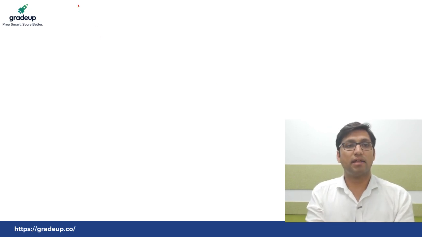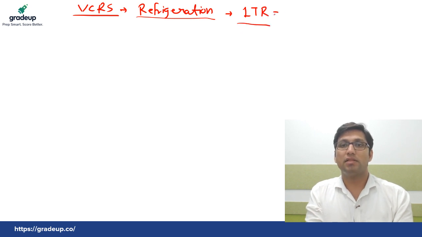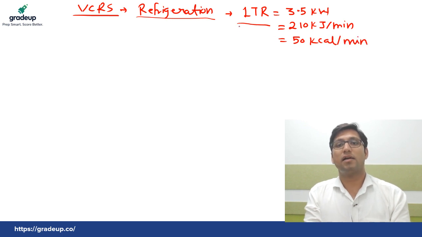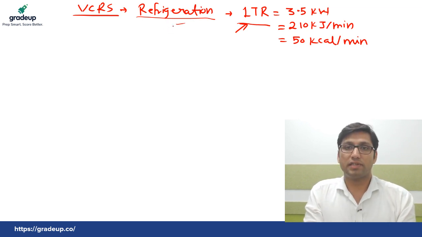Now in the VCRS, I have also discussed about what is refrigeration effect. Okay, refrigeration effect is the unit of refrigeration, which is equal to 1 ton of refrigeration. This 1 ton of refrigeration is equal to 3.5 kilowatt, which is also equal to 210 kilojoule per minute, which is also equal to 50 kilocalorie per minute. Okay, so this is the unit of refrigeration, which is called 1 ton of refrigeration.